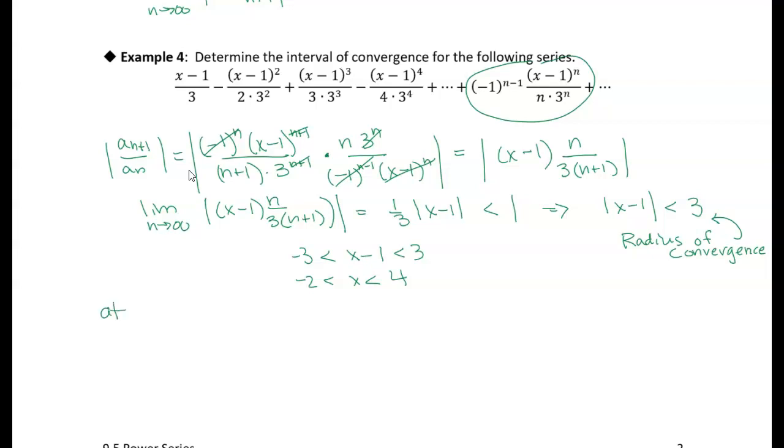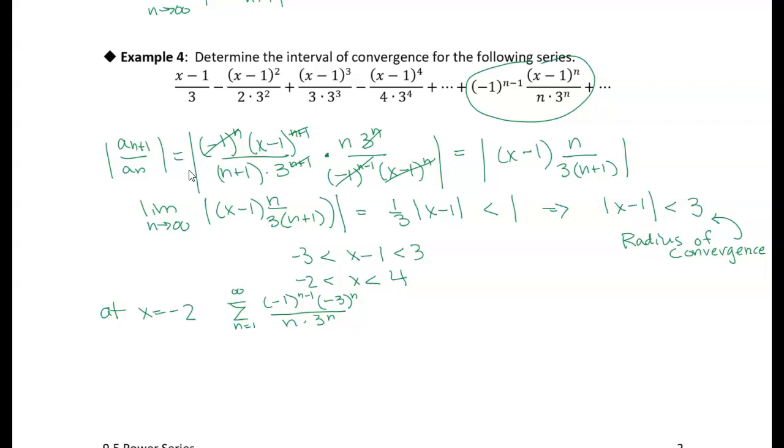So let's first of all start with x equals minus 2. When I plug that in, I just have to plug that into the original series. So the summation from n equals 1 to infinity of (-1)^(n-1) times (minus 2 minus 1), so (minus 3)^n, over n times 3^n.